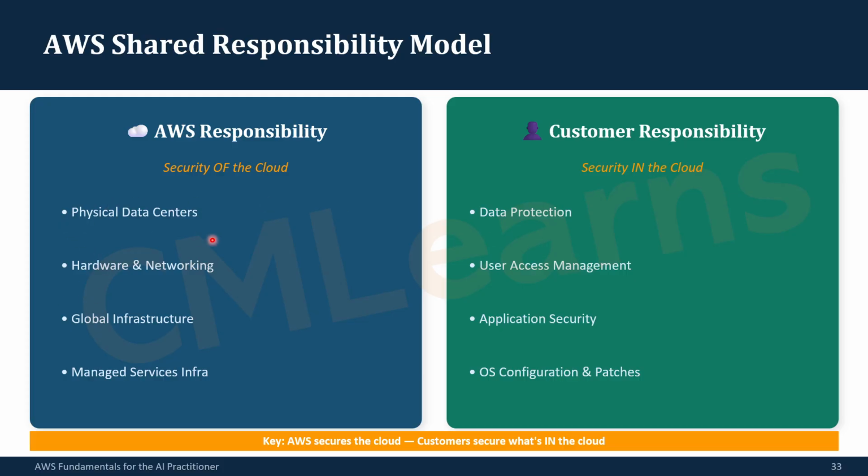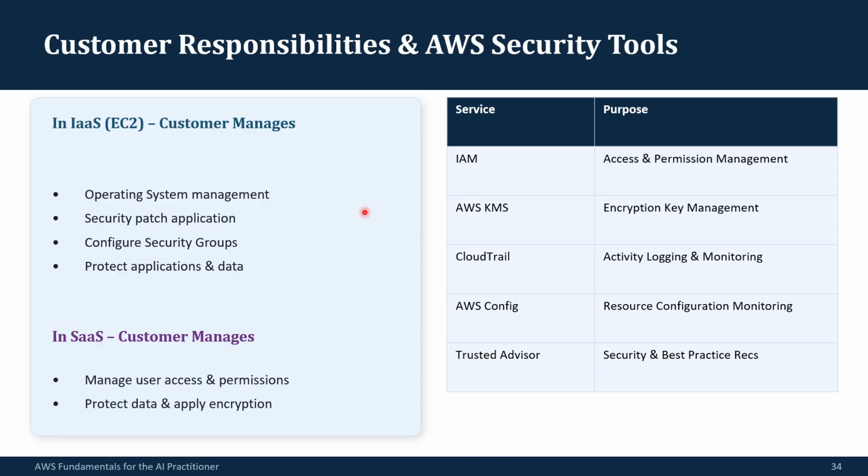In the case of AWS responsibilities, it's physical data centers, hardware, network, global infrastructure, and managed services infrastructure. But in the case of customer responsibilities, it's data protection, which users have access to this data and how it's managed, application security, and OS configuration. These are the responsibility of the customer. So AWS secures the cloud, the whole cloud, but customers have to secure what's in the cloud. The data is the responsibility of the customer.